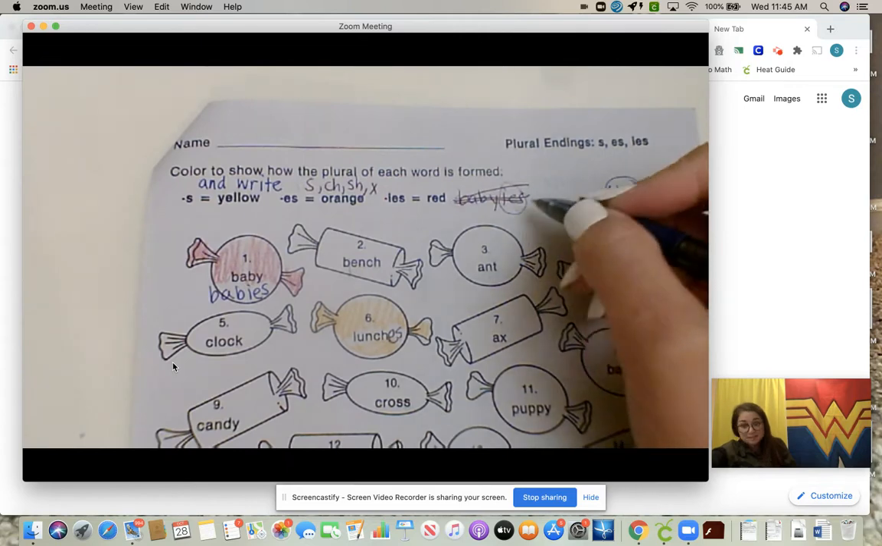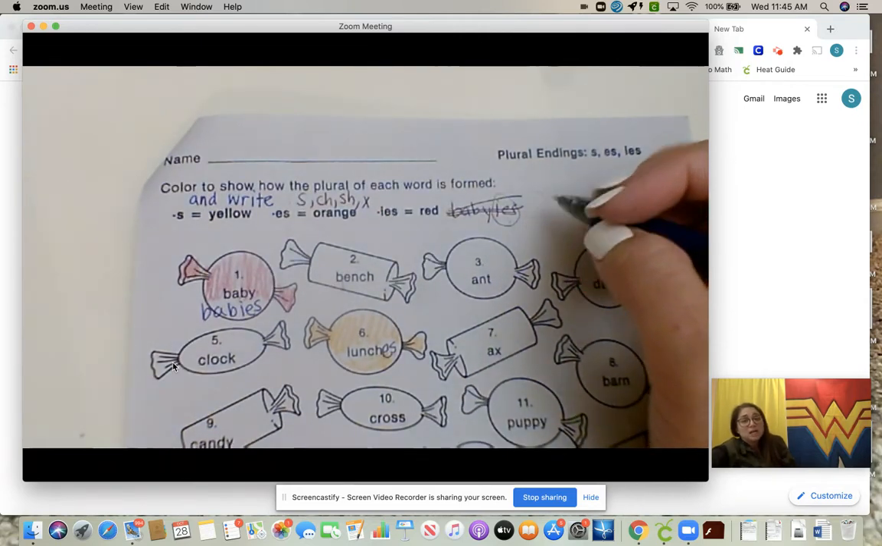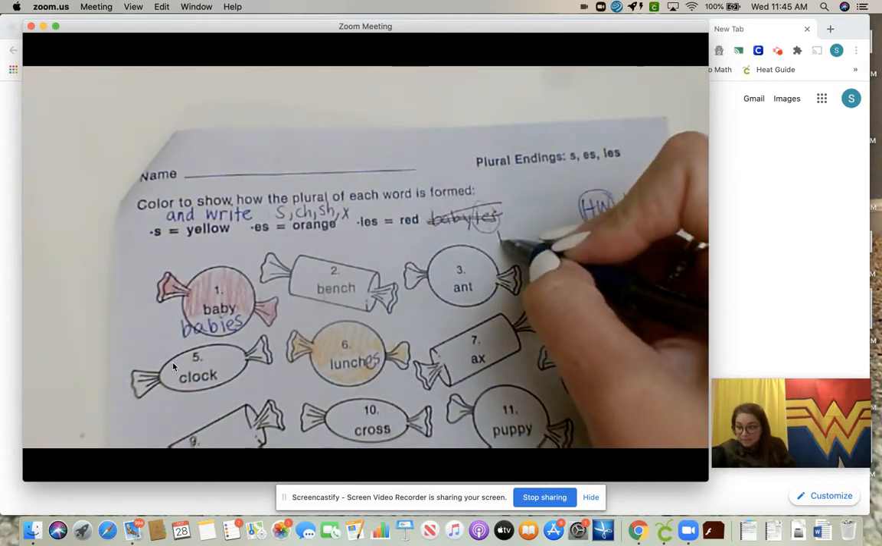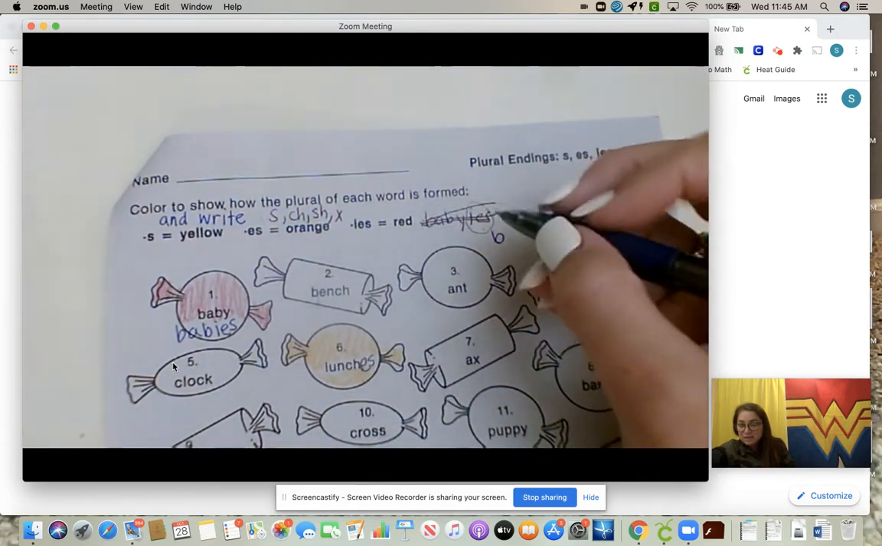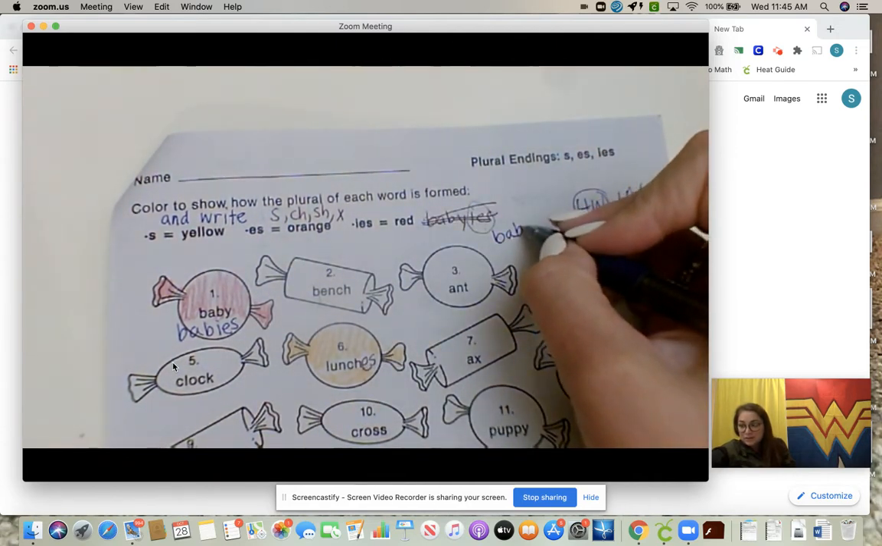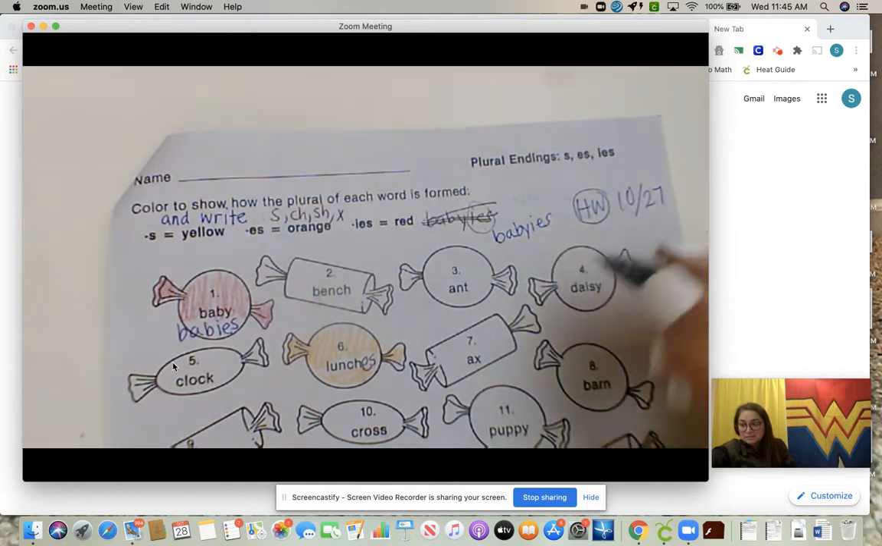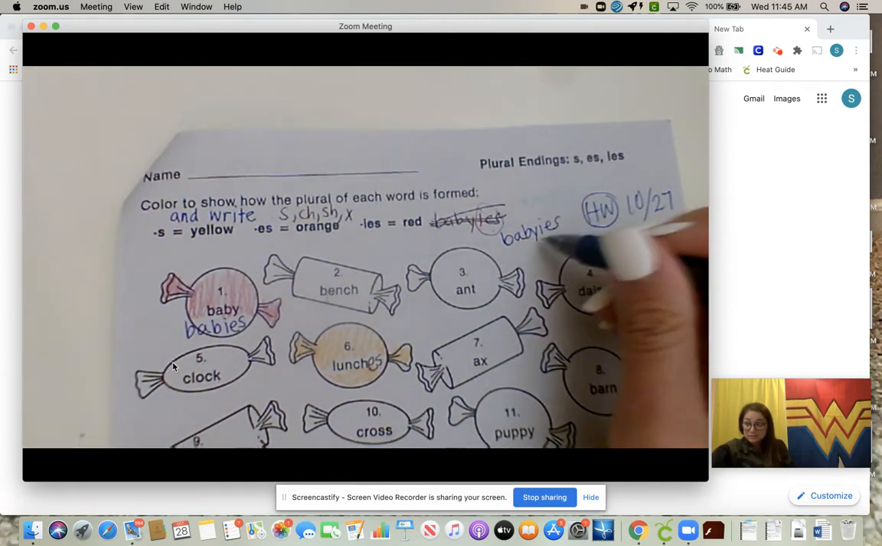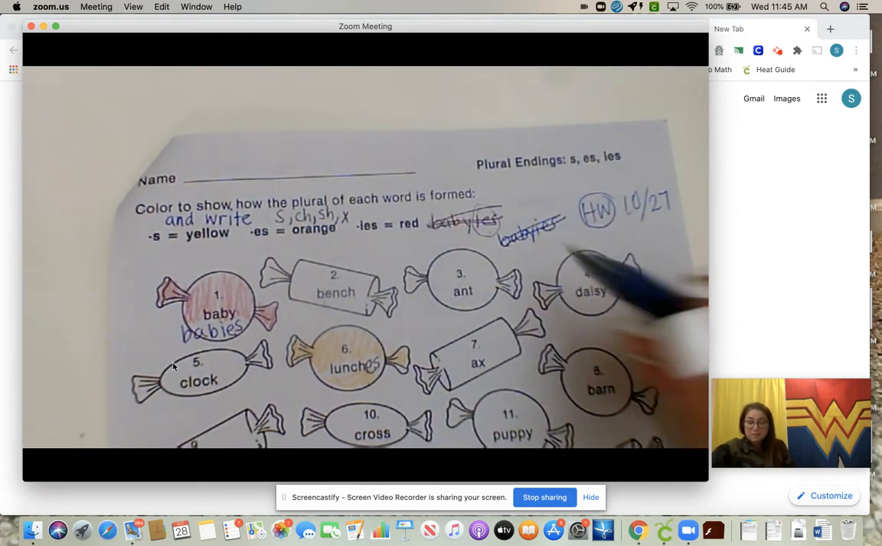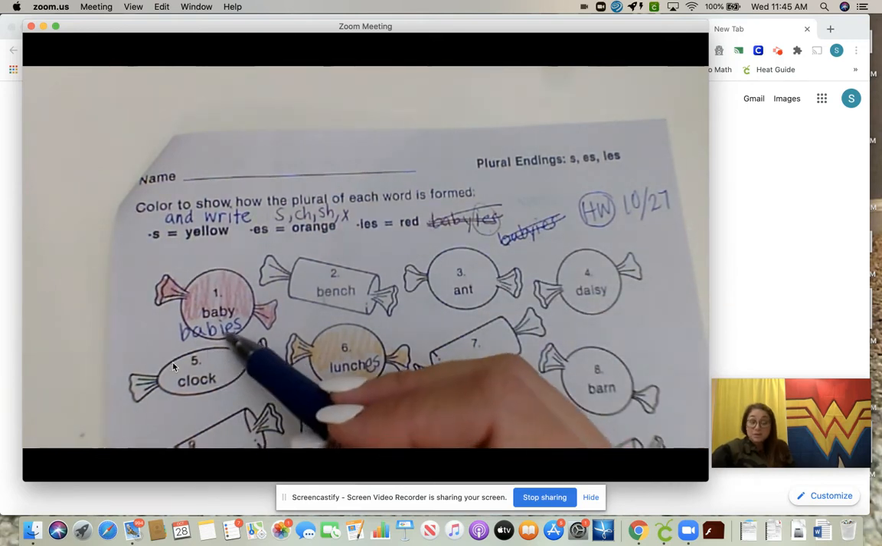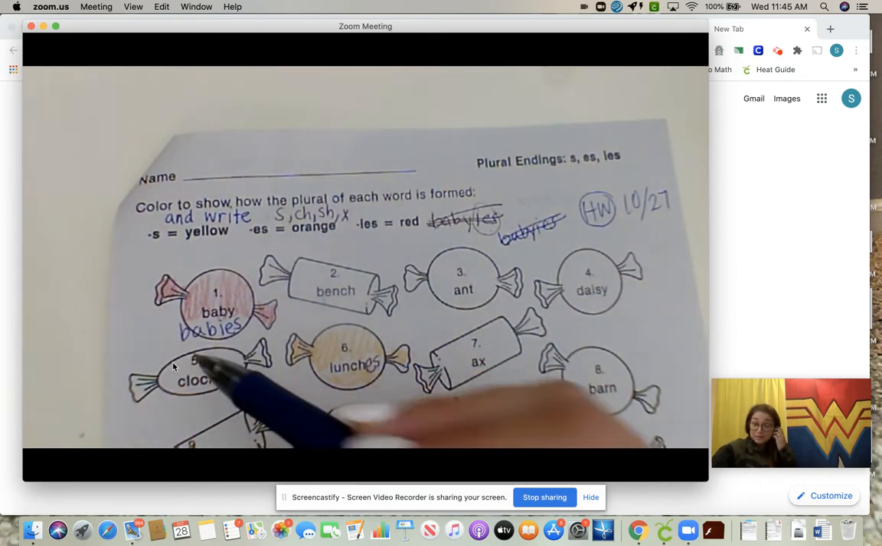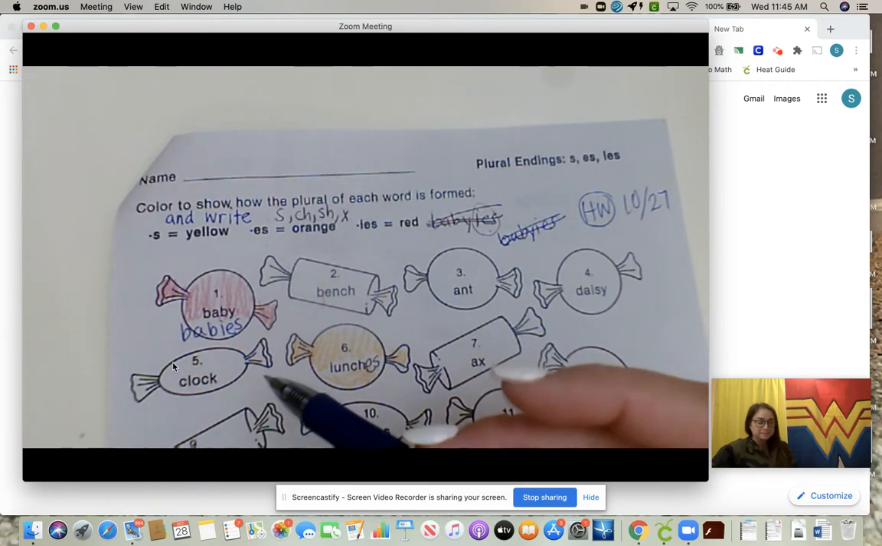The reason why someone asks, why can't we just color? Well, if you color it red, what if you really think you spell babies like this? That's incorrect. You had to drop that Y. So showing me that you dropped the Y tells me that you understand what we're doing.